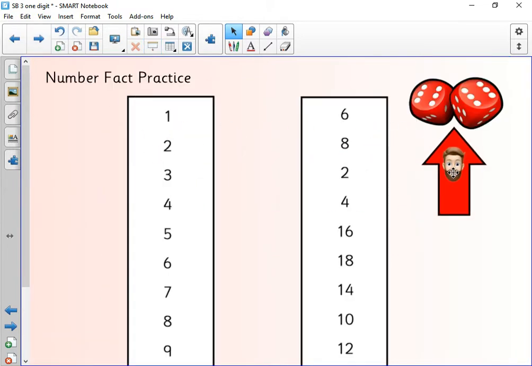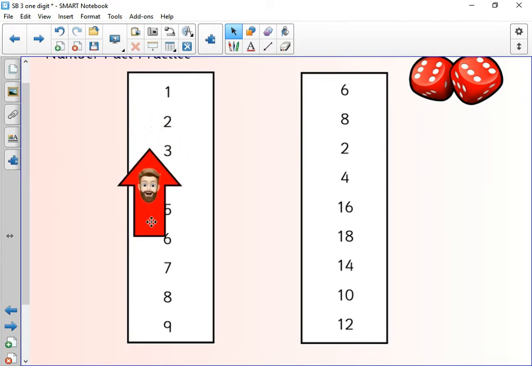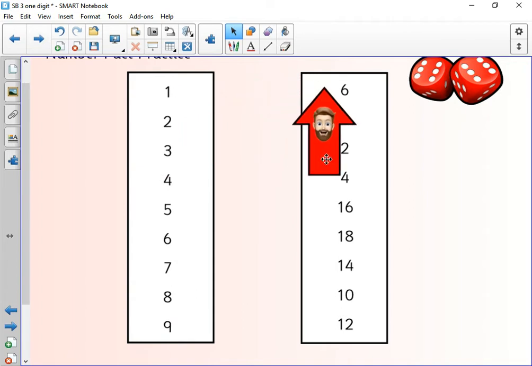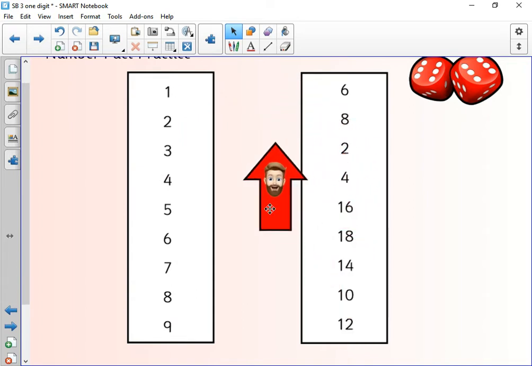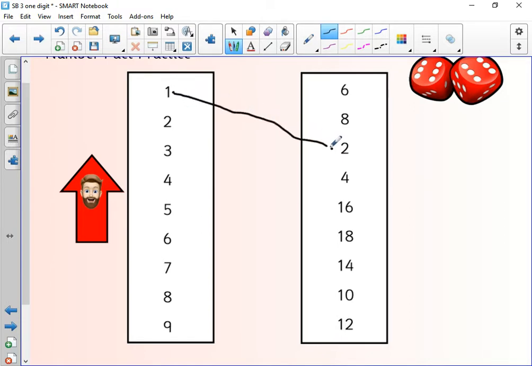Okay, now we've got some doubles practice. So in the first column, I want to double all of these numbers, and the answers are in the second column. Will you help me match them together? So let's start with double 1. Can you see the answer? Shout stop when I get to double 1. Well done. Double 1 is 2. I'm going to join those together. 1 and 1 make 2.